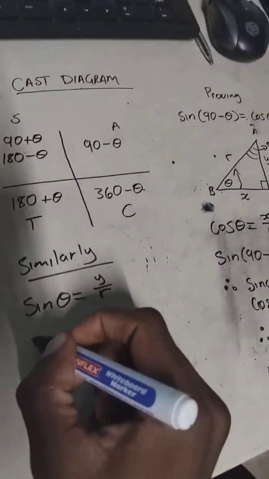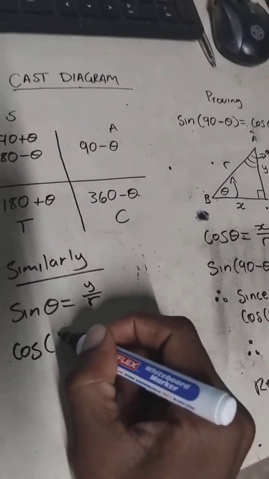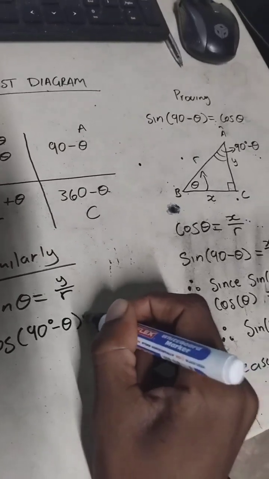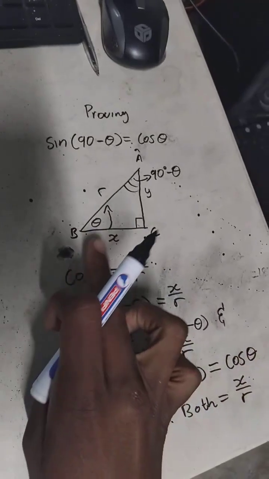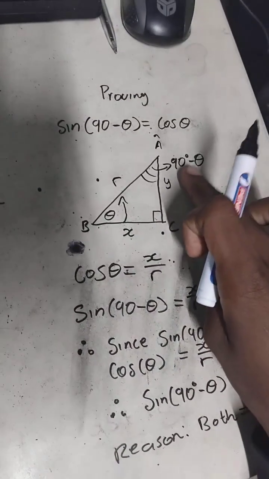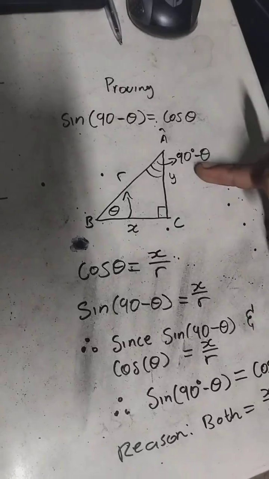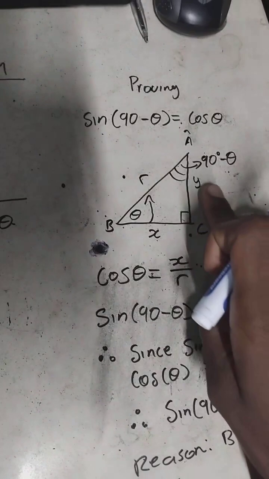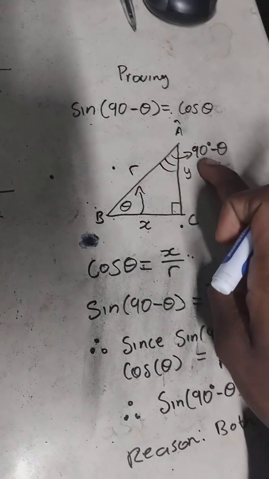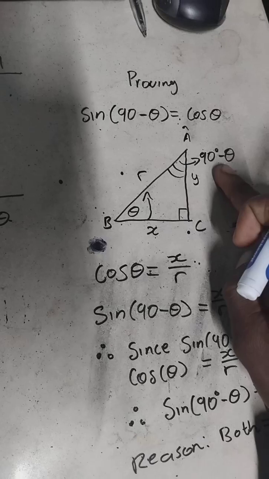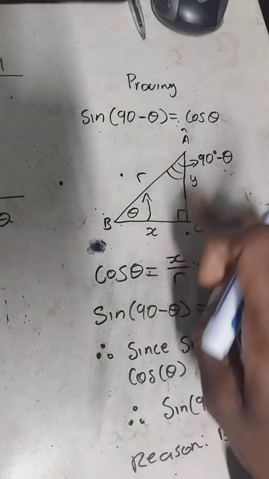So what is our cos 90 degrees minus theta equivalent to? Shift your focus from this angle and now focus on this angle. I'm looking for the cos of this angle. What is the cos of this angle relative to x, y, and r?